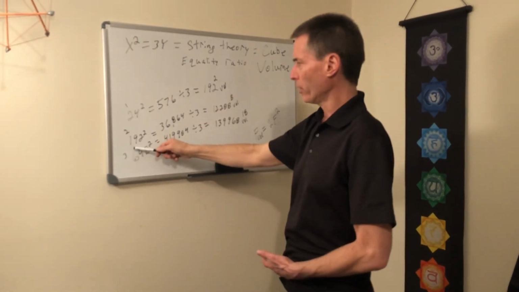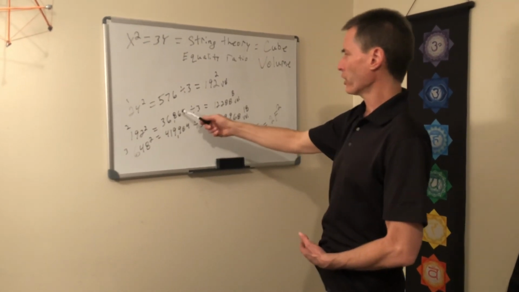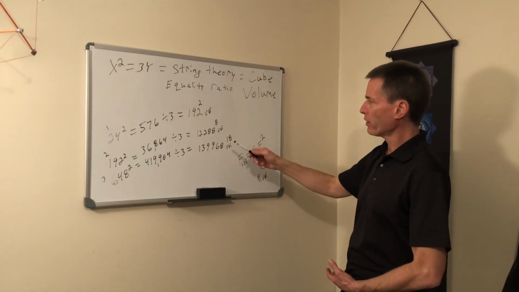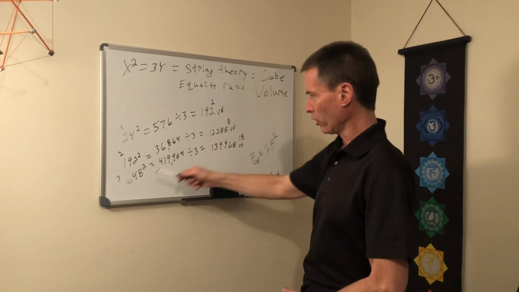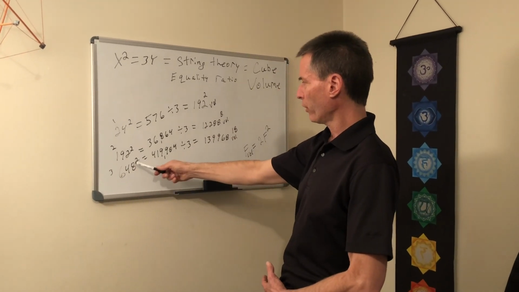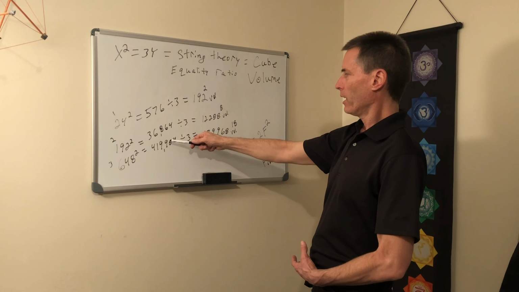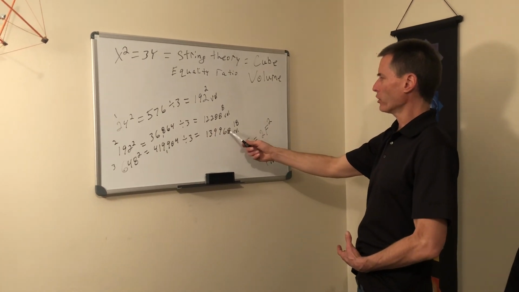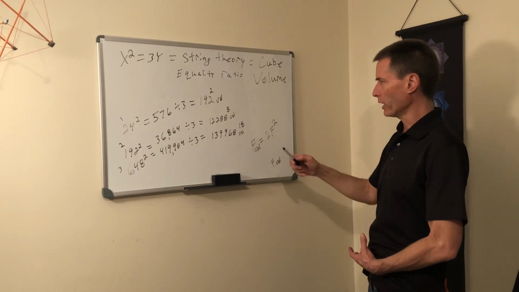You take that second cube, 192, to the second power, equals 36,864. You divide that by 3, you get 12,288. That's the volume of the eighth cube, or the eighth frequency cube. The 3 frequency cube then, 648 to the second power equals 419,904. Divide that by 3, you get 139,968, which is the volume of the 18 frequency cube.